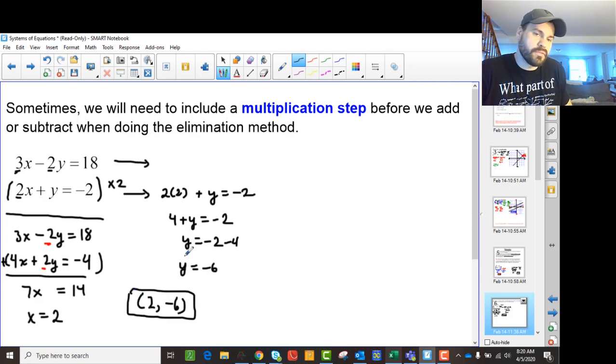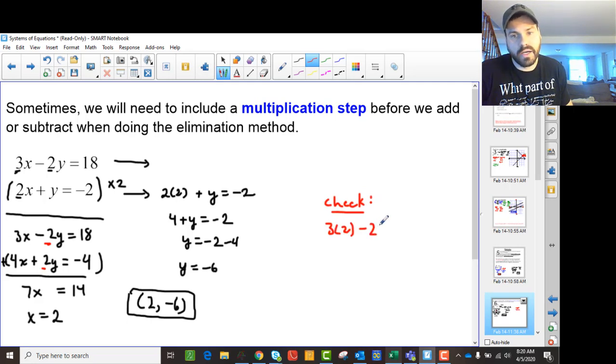And what you can do if you want to is check that in the other equation. So let's check that to make sure that it works in the 3x: 3 times 2 minus 2y, so 2 times minus 6, is equal to 18. Let's see if it actually is. So 3 times 2 is 6, minus 2 times minus 6 is 12, and 6 plus 12 is 18. So yes, it does work.